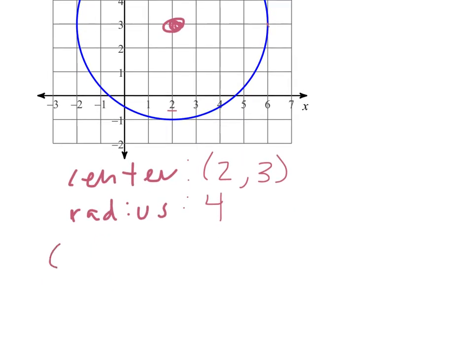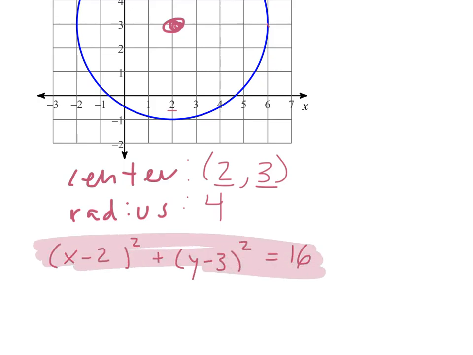So now we're going to plug it into our equation. So we have x squared plus y squared is equal to our radius squared. Our radius is 4, so 4 squared is 16. Now we take our x coordinate of the center and we change the sign. So our +2 becomes a -2, and our +3 becomes a -3. So this is our equation for our graph.